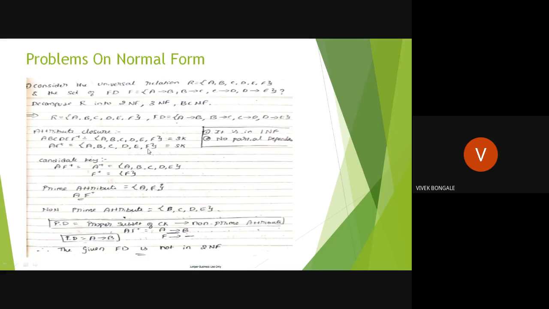A and F determine themselves. So A and F I have written, and with the help of the given functional dependencies, the other attributes I have found: A, B, C, D, E, F. This is a super key. So we found AF as the super key. Okay. Then if you try to decompose this one, you can find A plus and F plus. Obviously, these two are not super keys because you already did that here, right?